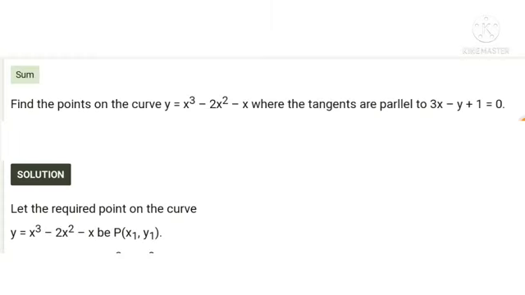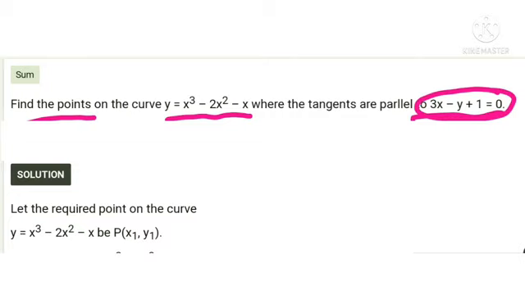See question number 3. Find the points on the curve y is equal to x cube minus 2x square minus x, where the tangents are parallel to 3x minus y plus 1 is equal to 0. Which is the curve given here? y is equal to x cube minus 2x square minus x. And we have to find the points on the curve where the tangent is parallel to the line 3x minus y plus 1 is equal to 0.